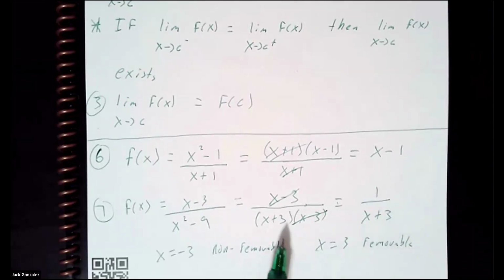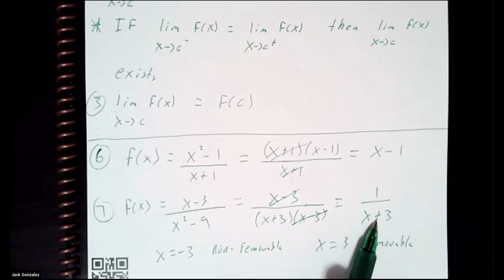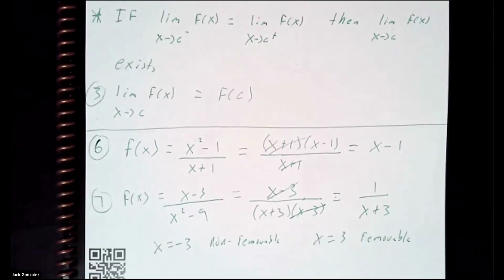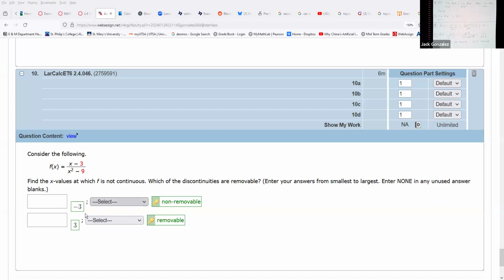Because originally I had issues with -3 and 3, right? But I no longer have issues with this one because it canceled. So that's the easiest way to tell if something is removable, check if it cancels. That's why they answered this way. Does that make sense?